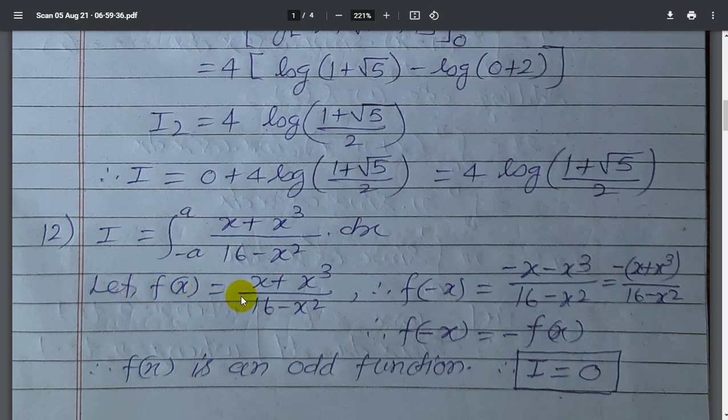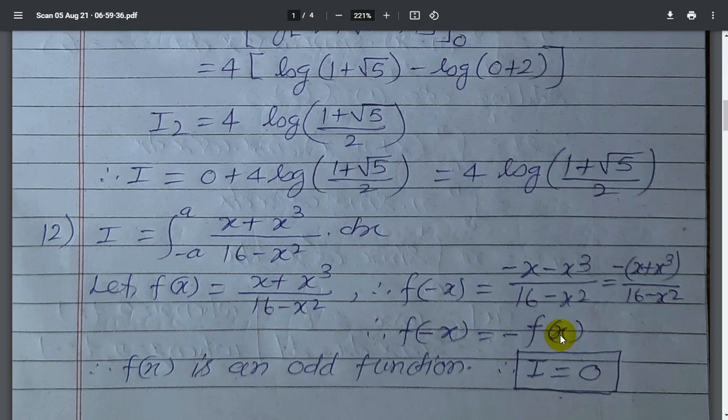So let f(x) equal x plus x cube upon 16 minus x square. This term is the function. Now replacing x by minus x, therefore f of minus x equals minus x minus x cube, because here it is minus x plus minus x whole cube becomes minus x cube, upon 16 minus x the whole square, that is plus x square. So this will be the same denominator. Now taking the minus sign common in the numerator, we get x plus x cube upon 16 minus x square. Therefore, f of minus x equals minus f of x.